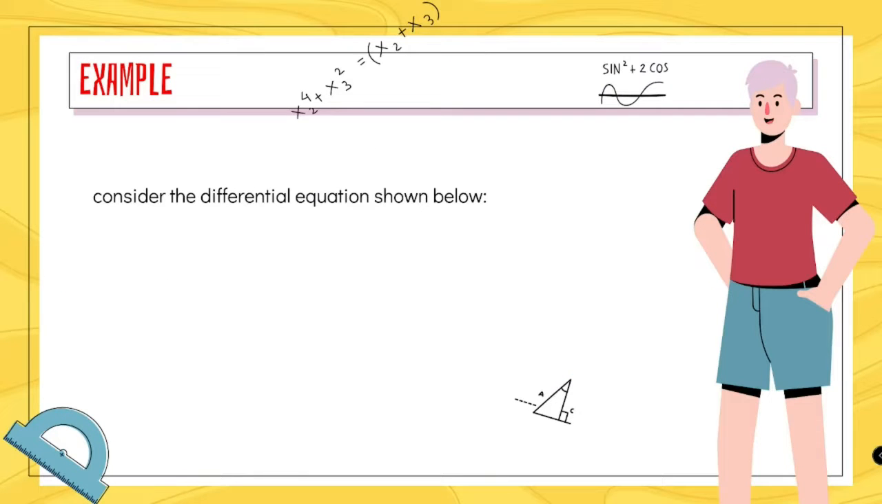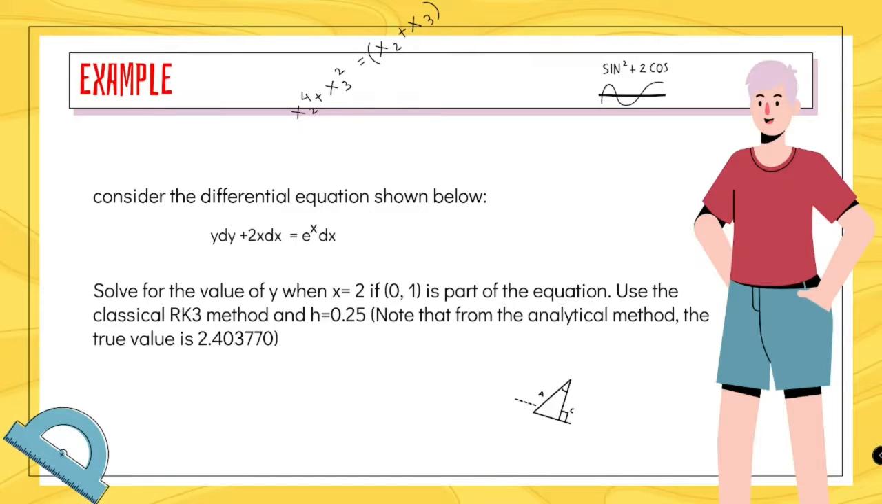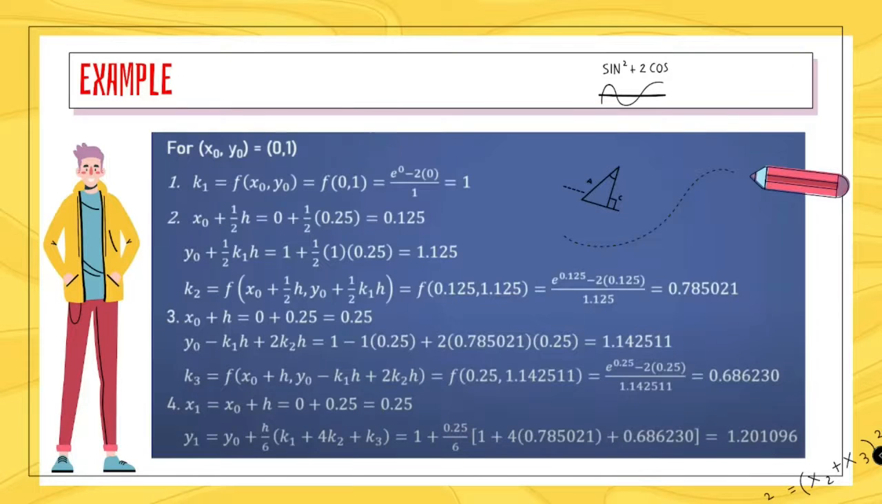So let's go to the example, guys. Consider the differential equation shown below. y dy plus 2x dx equals e raised to the power of x dx. Solve for the value of y when x equals 2. If 0 and 1 is part of the equation, use the classical RK3 method and h equals 0.25. Note that from the analytical method, the true value is 2.403770. So guys, here is how to solve using the RK3 method.